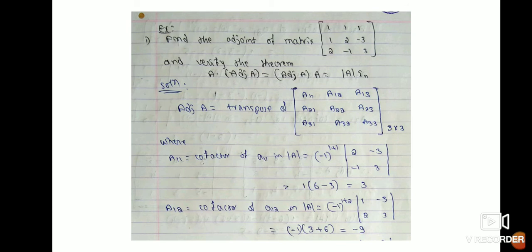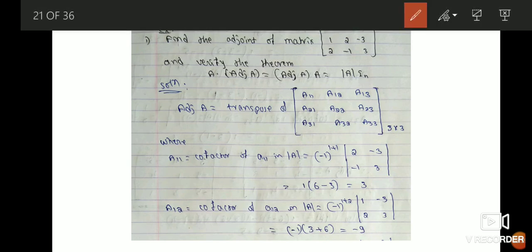Okay, consider one example. Now find the adjoint of this matrix, 1 1 1, 1 2 minus 3, 2 minus 1 3, and we have to verify the given theorem. The first step is to find the adjoint of A, and for that, the first step is the cofactor matrix. First, the cofactor A11 is minus 1 to the power i plus j, where i is 1, j is 1, so i plus j is 2.